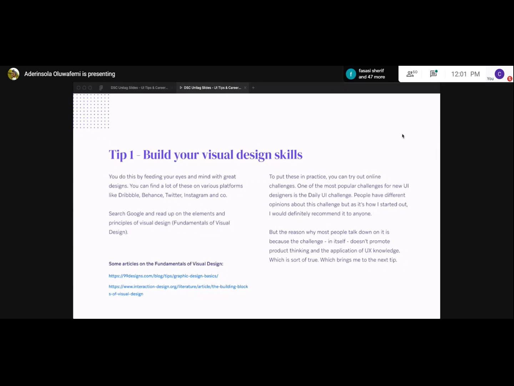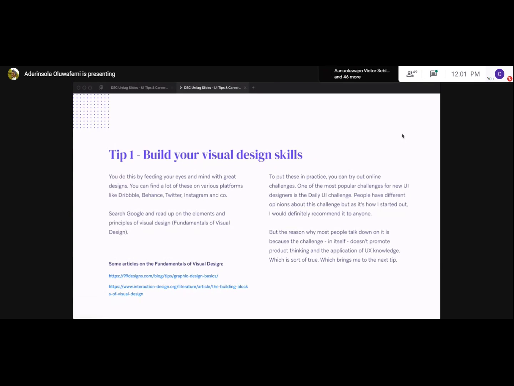So this is what good design looks like, right? And you compare it to the designs that you currently have, and you know that okay, I still have a lot to improve on. I need to improve on my typography choices. I need to improve on my color choices. I need to improve on understanding white space and all of that, right? So yeah, feed your eyes and mind with great designs.